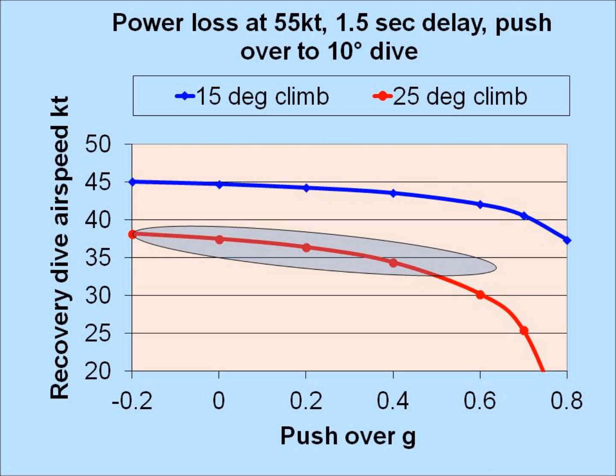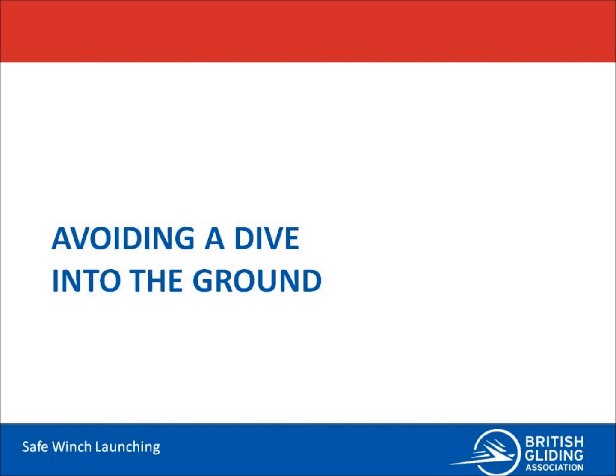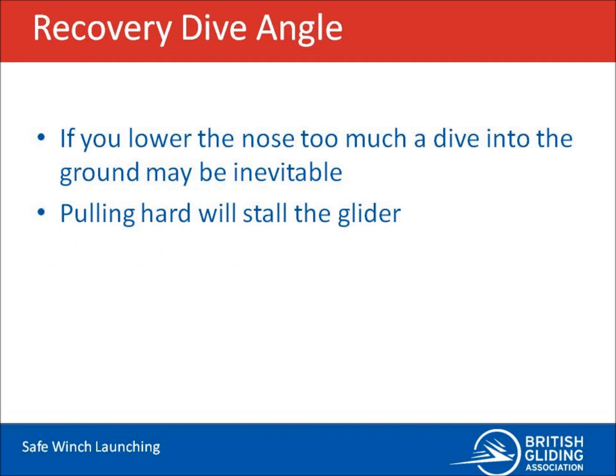The analysis presented in the last few slides highlights the importance of not climbing too steeply in the early phases of the launch, and also the dramatic impact that pilot reaction time will have in avoiding a stall. After power loss low down, we also have to avoid diving into the ground. After power failure near the ground, if the nose is lowered too much, the glider may hit the ground nose first, unstalled. On the other hand, pulling G will be ineffective if the glider suffers a high-speed stall.